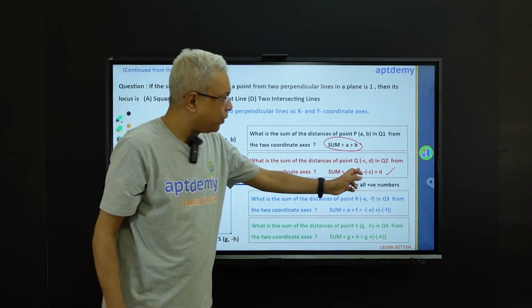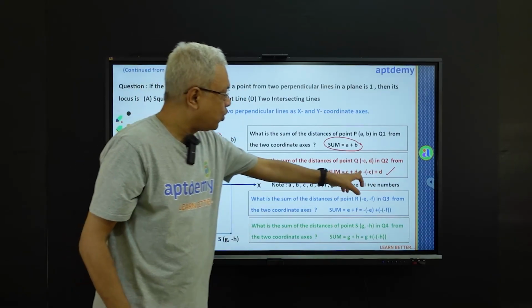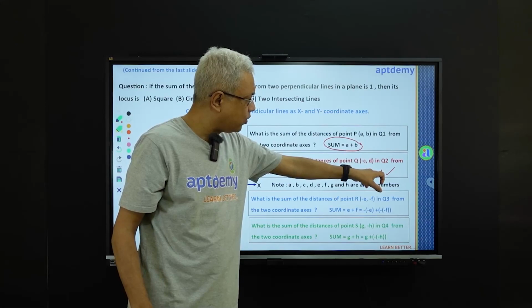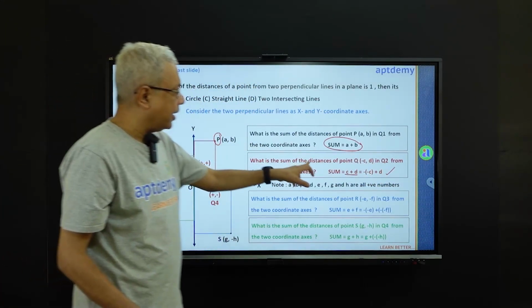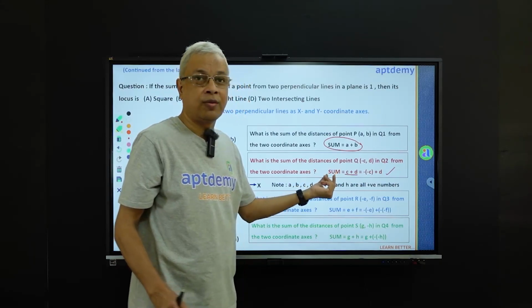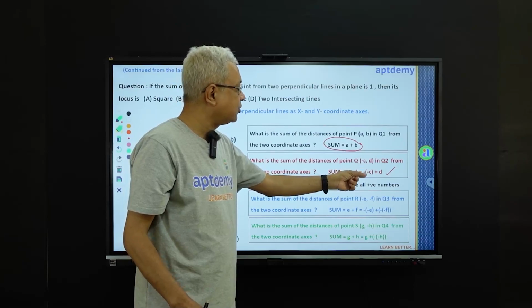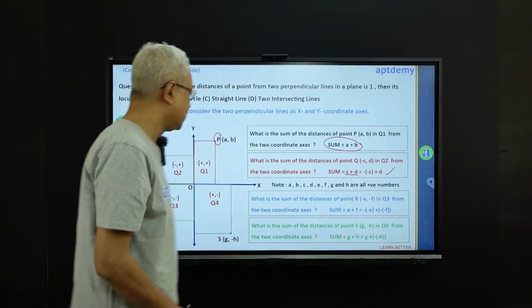So it is negative of the x coordinate plus D. The x coordinate is actually negative C. C is a positive number, and D is the y coordinate of the point when the point lies in quadrant 2. And the sum of the distances of the point from the coordinate axes, which are the perpendicular lines, is actually negative of the x coordinate plus the y coordinate.